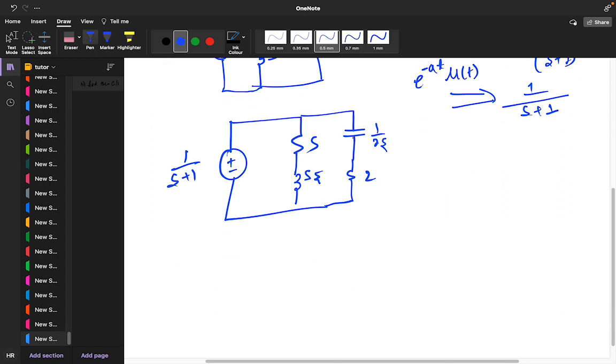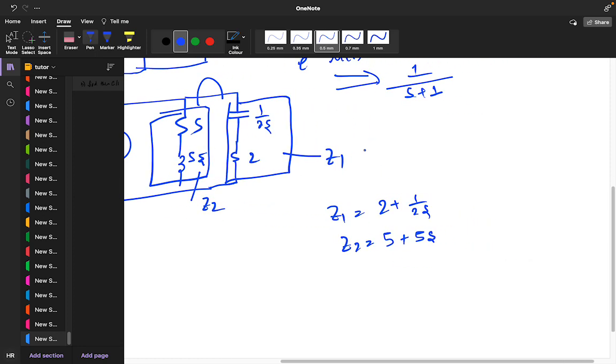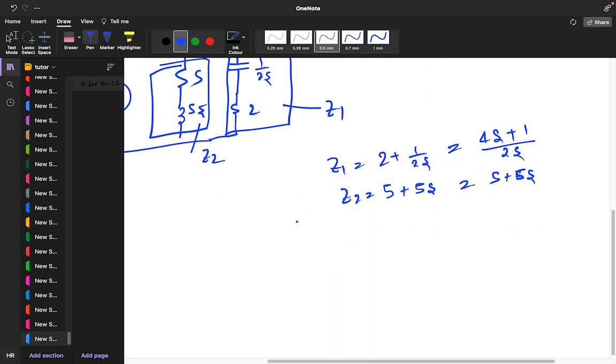Solve this particular circuit. This is in series, this is in series, and both are in parallel. So you will get Z1 here, and Z2 here. Z1 value will be 2 plus 1 by 2s, and Z2 value will be 5 plus 5s. Right. So if you solve this, what do you get? 4s plus 1 divided by 2s, and this will be 5 plus 5s. And the overall Z equivalent will be Z1 Z2 divided by Z1 plus Z2.